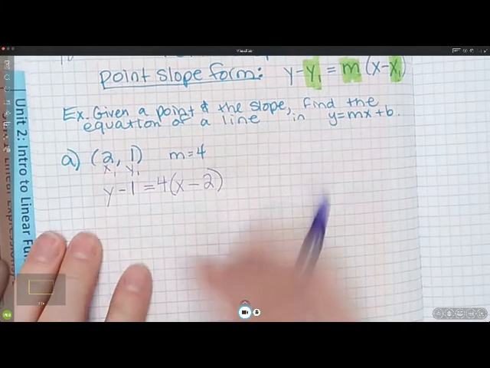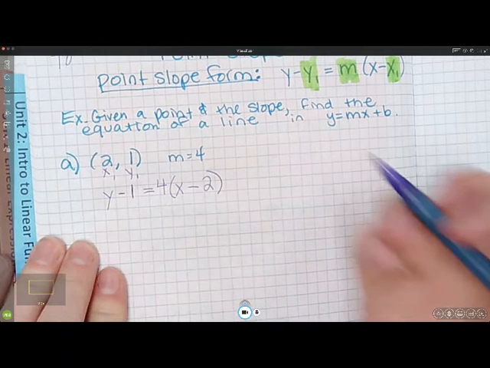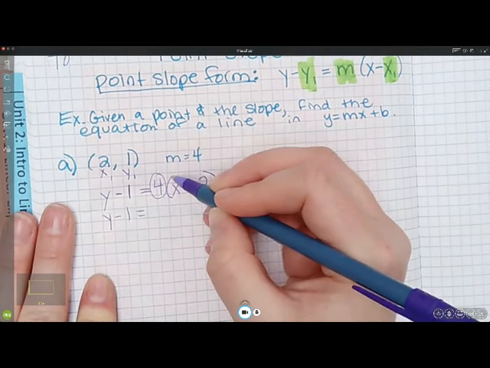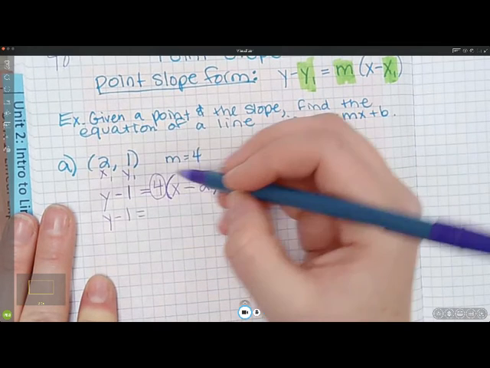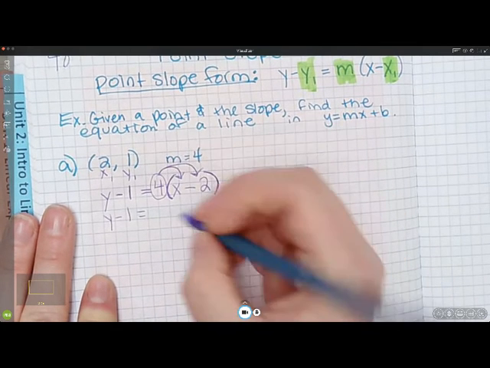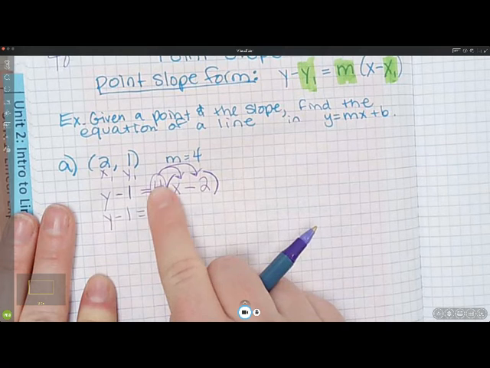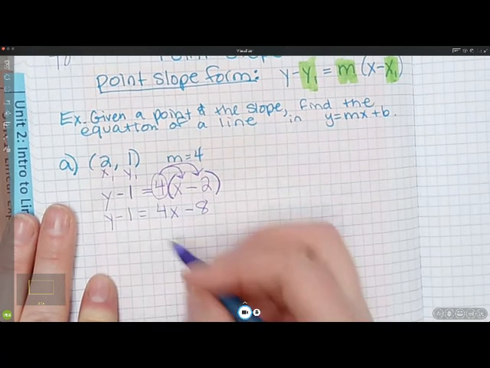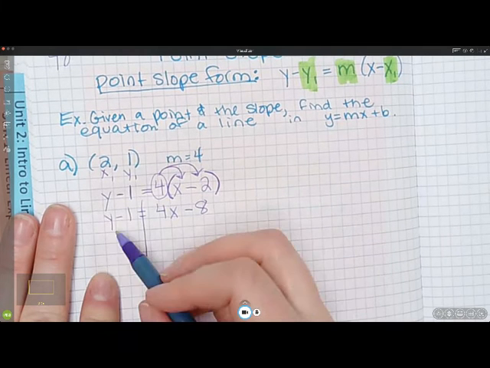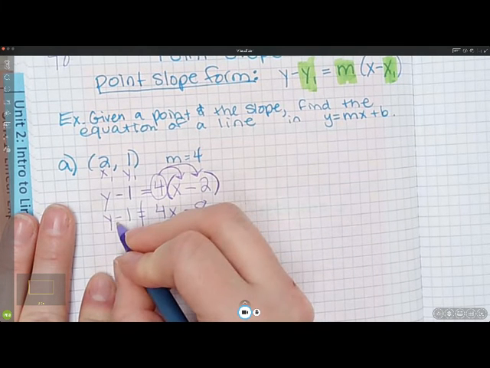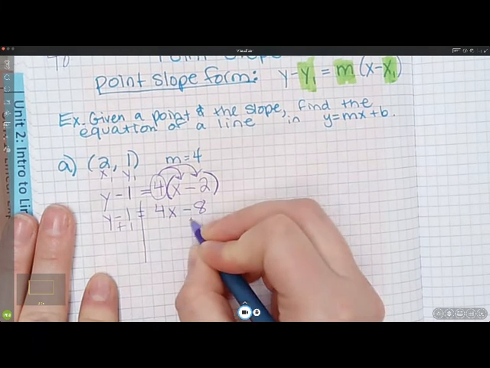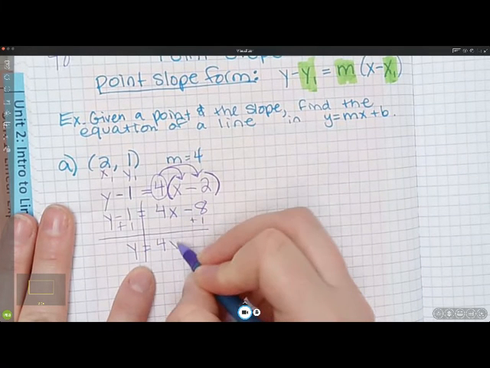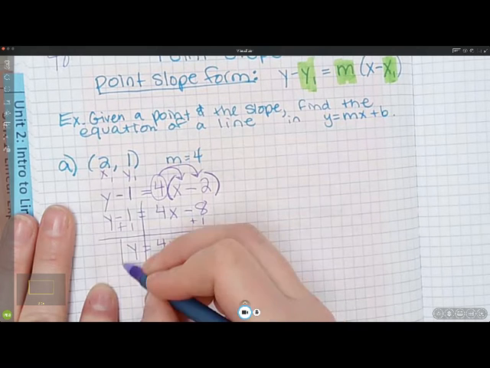So I need to simplify this and then transform it to say y equals mx plus b. So we have y minus 1 equals, this parentheses, we need to get rid of it. The way we get rid of it is by distributing. So it'll be 4x, 4 times a negative 2 is negative 8. And then we're solving it out to say y equals. So we need to get rid of this minus 1 and do plus 1 on both sides. So it's y equals 4x minus 7.